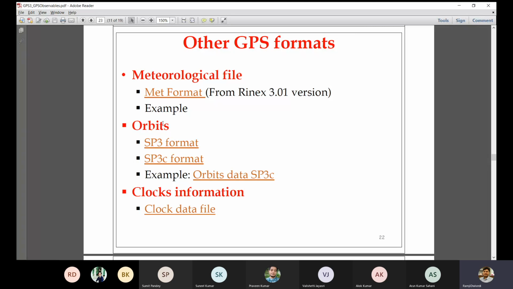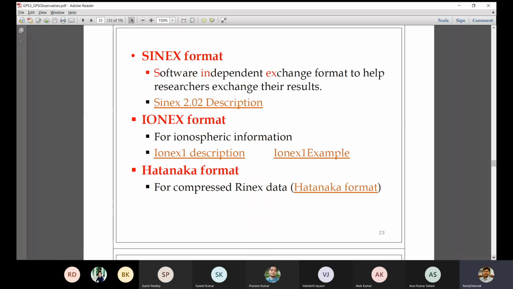where you have the XYZ of the satellite coordinates directly in ECEF. So you do not need any kind of transformation or conversion. That is the basic difference. You may read more about the precise ephemerides in the lecture book also. And there is clock information: clock data files are also available from the satellites to the end user. Then there are other formats that are also used, like SINEX format, the software independent exchange format, to help researchers exchange their results.